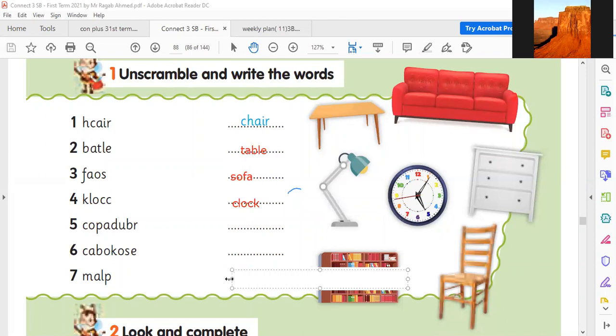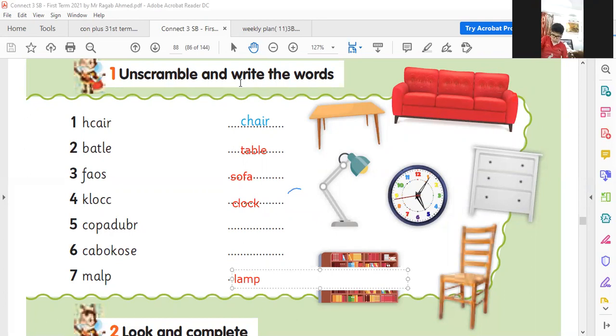Number 7. What is number 7? This picture, what do we call it? Lamp, with L. L-A-M-P. Excellent.